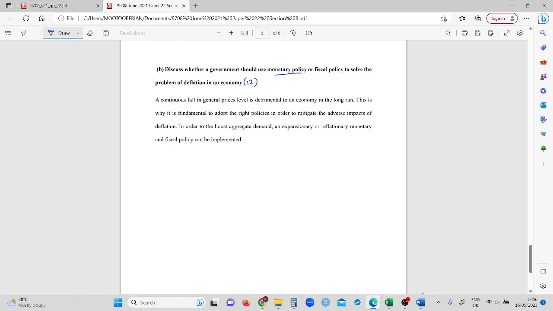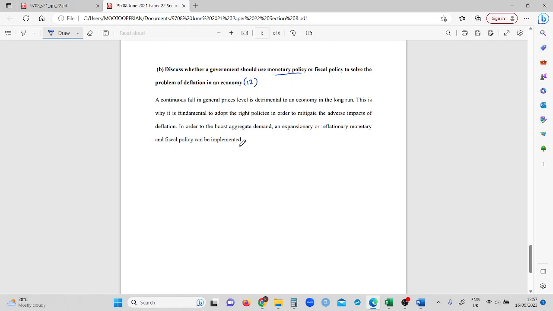So, a continuous fall is definitely detrimental to an economy in the long run. This is why it is important to adopt the right policies in order to mitigate the adverse impacts of deflation. So, in order to boost aggregate demand, an expansionary or reflationary monetary policy can be implemented. Now, you have to explain each type of policy, fiscal and monetary, and at the end, you have to apply and provide a small justification.